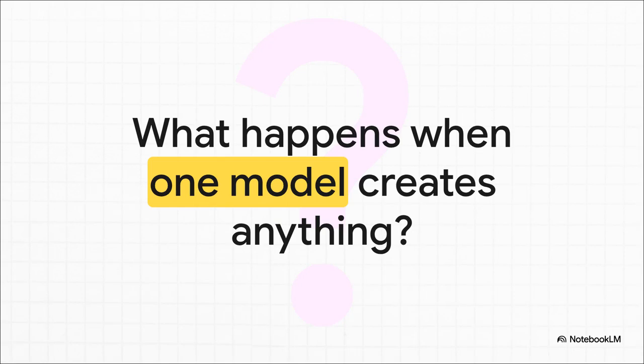Think about this for a second. What actually happens when one single AI model can create literally anything from anything? I mean, historically, if you wanted a video, you used a dedicated video model. You wanted an image, you used an image model. But what happens when one single model natively reasons across all of those formats all at once?